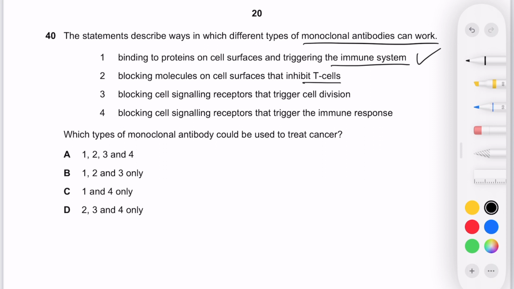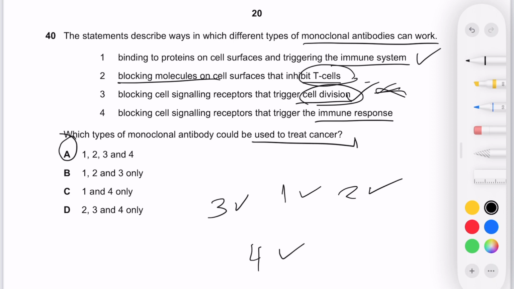Blocking cell signaling receptors that trigger cell division. Yes, we'd say cell division because there's continuous and uncontrollable cell division in case of cancer. That's what results in the formation of tumors, and we want to stop that, and that's how we use antibodies to do that, right? So 3, I think, is right. So, blocking the signaling receptors that trigger the immune response. No, actually we want the immune response to happen, so I believe B.